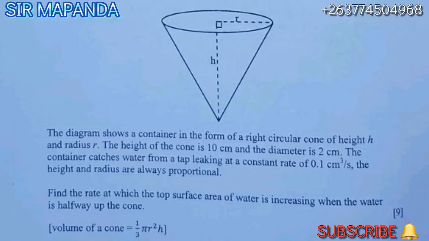Right, we are now moving on to question number 4. It reads, the diagram shows a container in the form of a right circular cone of height h and radius r. The height of the cone is 10 centimeters and diameter is 2 centimeters. The container catches water from a tap leaking at a constant rate of 0.1. The height and radius are always proportional.